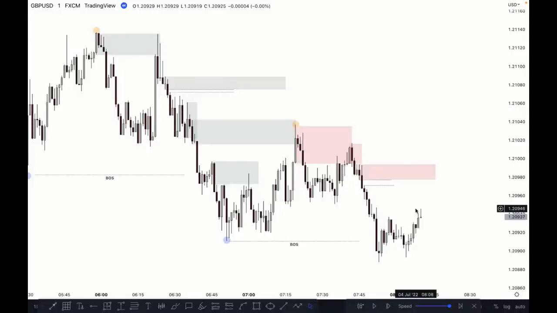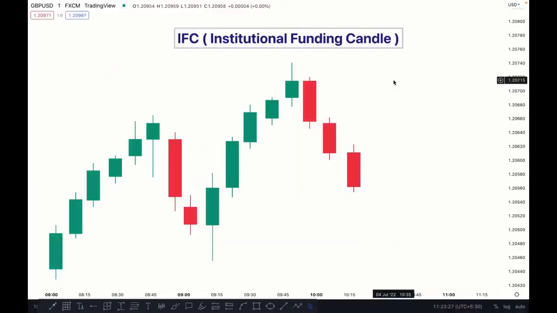Now let's move on to the next point, which is called IFC. What is IFC? IFC means institutional funding candle. Which candle took the previous candle's low or high? It's called IFC.